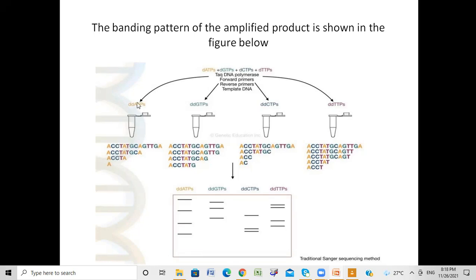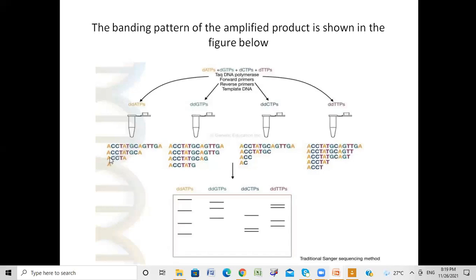So now you see, when the ddTTP, thymine, is there, it will go and add opposite the complementary base A. Agree or not? Yes, miss. So when at the first position the ddTTP comes and joins the chain, the chain is going to be terminated. So the chain has only one A in it.